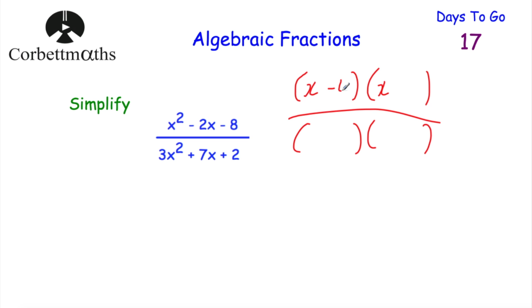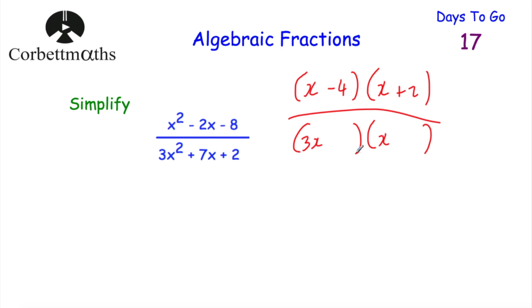I'm thinking minus 4 and positive 2, because minus 4 times 2 is minus 8, and minus 4 plus 2 is minus 2. Okay, so that's the numerator factorized. Now in terms of the denominator, because it's 3x squared, I'm going to go for 3x and an x, because 3x times x is 3x squared.